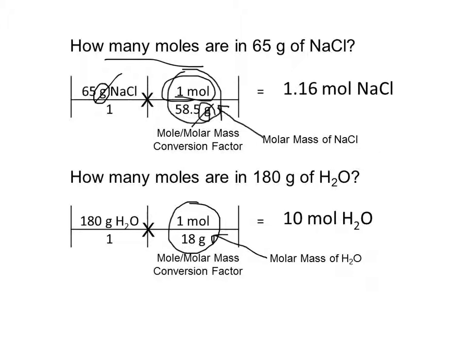And then when I do my multiplication and division, the grams will cancel, and I have 180 times 1 divided by 1 times 18, and my final answer is 10 moles, right? So you should be able to do that. Again, 10 is less than 180, so that's a mental check that I've done it right.